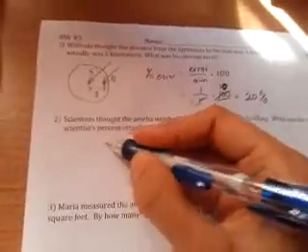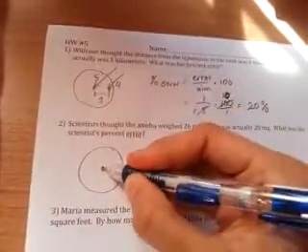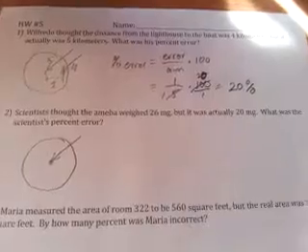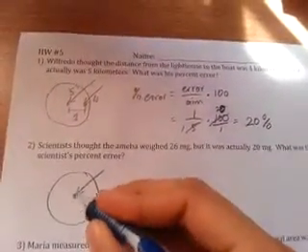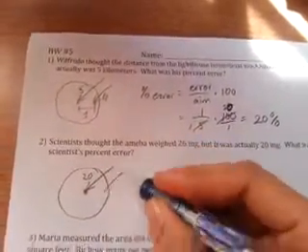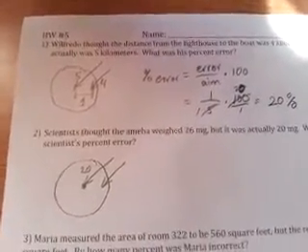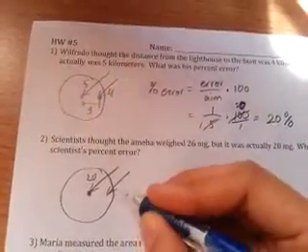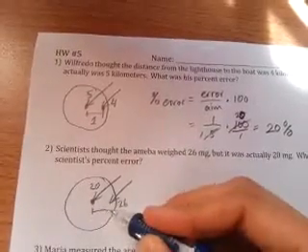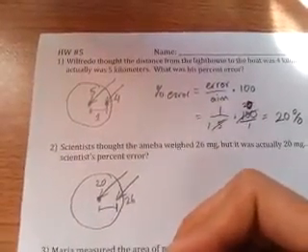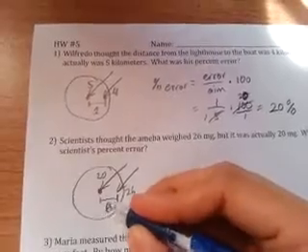Next one. Scientists thought that amoeba weighed 26 grams, but it was actually 20 milligrams. What was their error? So again, if I use the target analogy, what is my aim? What are they trying to measure? Right? They want to measure the real thing. What are they aiming for? They're aiming for the 20. But unfortunately, when they actually measured it, they were wrong. They measured it as 26. So what was their error? Okay, so their error was 6.